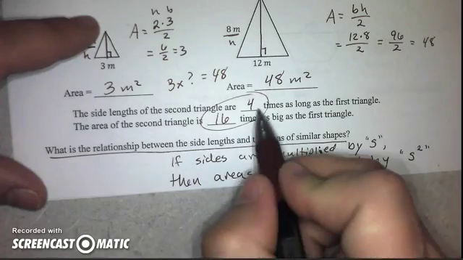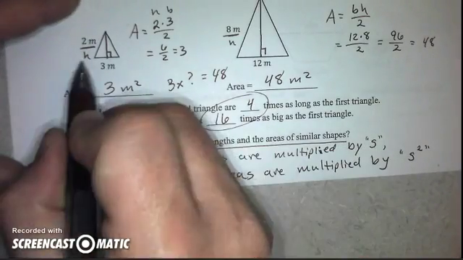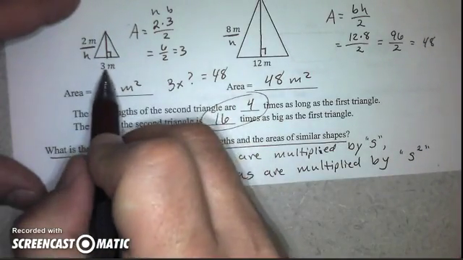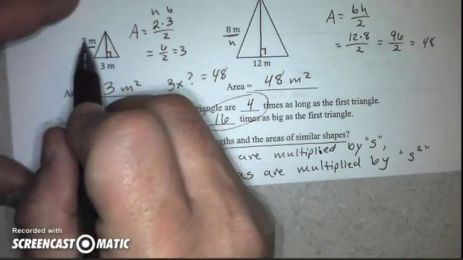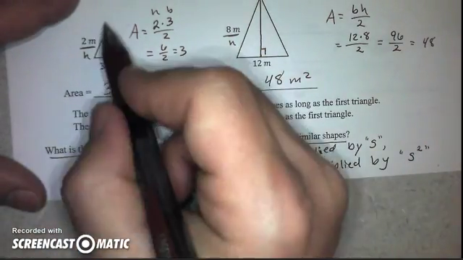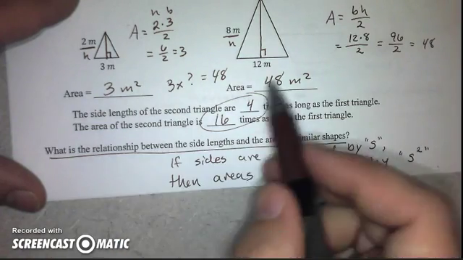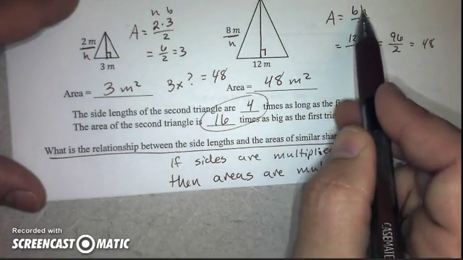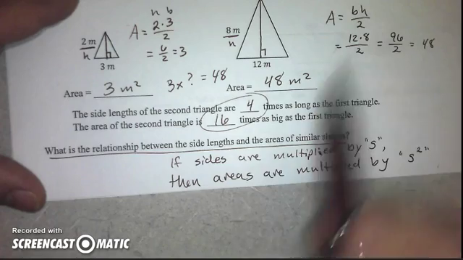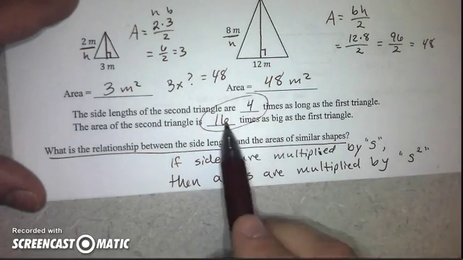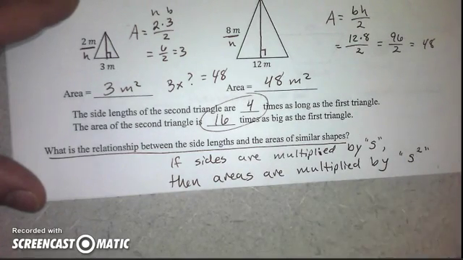multiplying by s squared. We're multiplying by 4 for the base and the height. We multiply 3 by 4 to get 12, and we multiply 2 by 4 to get 8. Since we multiply both of these by 4, we're multiplying our area by 4 twice. 4 times the base and 4 times the height. So 4 times 4 is 16. 4 squared is 16. Okay?